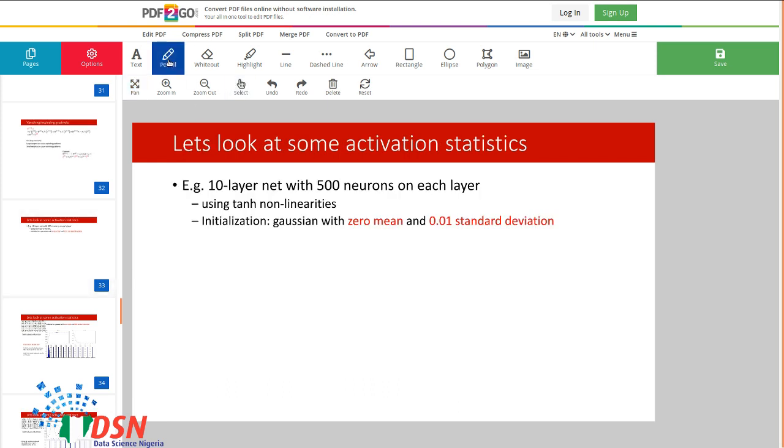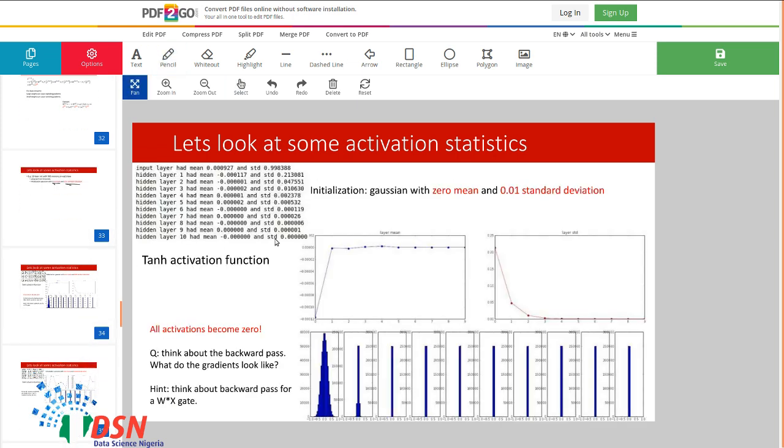So let's see what happens in the histogram of the neurons when we initialize the network with a Gaussian with 0 mean and 0.01 standard deviation, in a 10-layer neural network with 500 neurons per layer. If we use the tangent hyperbolic activation function, you can see that in the input layer you have approximately 0 mean with 1 standard deviation, and because your weights are initialized with 0 mean and 0.01 standard deviation, this standard deviation will decrease really quickly.